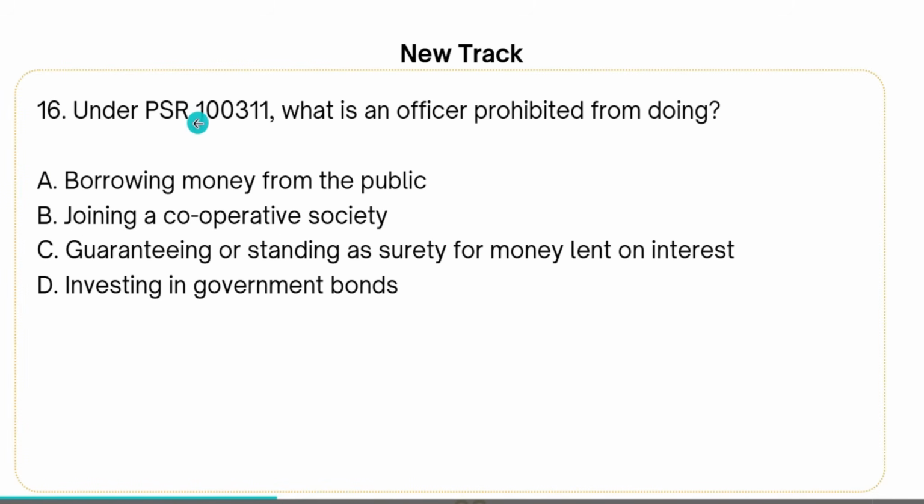Under PSR Chapter 10, Section 3, Paragraph 11, what is an officer prohibited from doing? A. Borrowing money from the public. B. Joining a cooperative society. C. Guaranteeing or standing as surety for money lent on interest. And D. Investing in government bond.